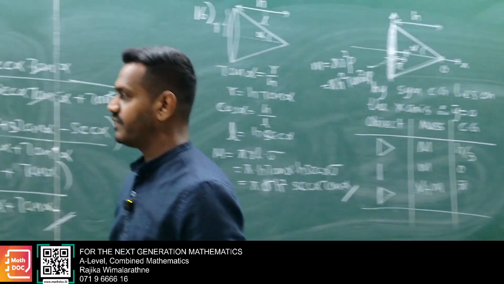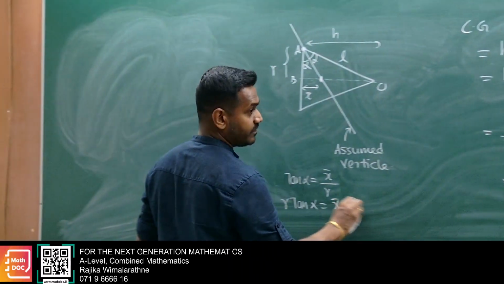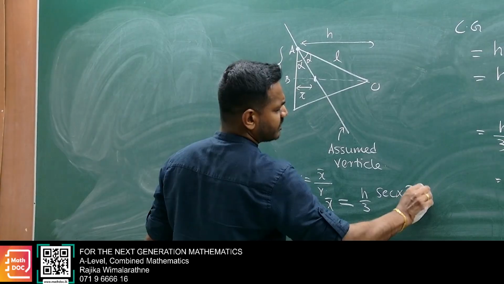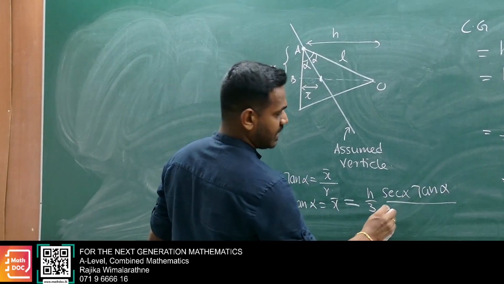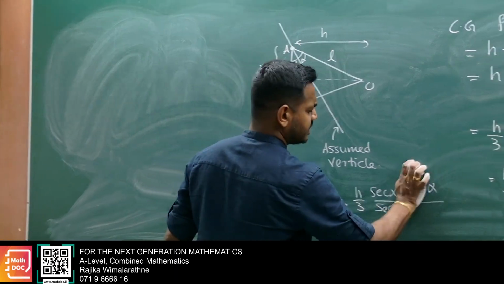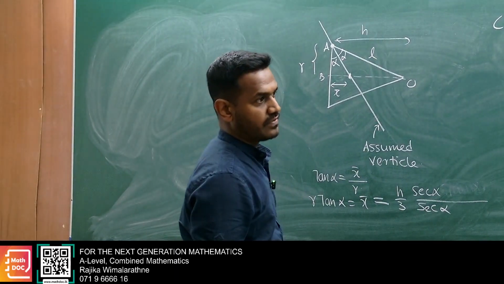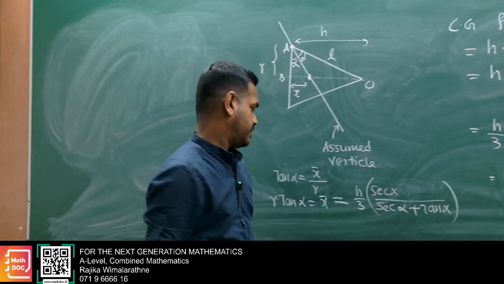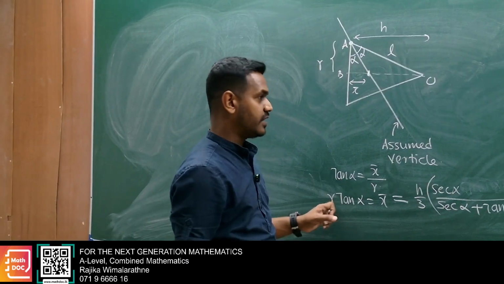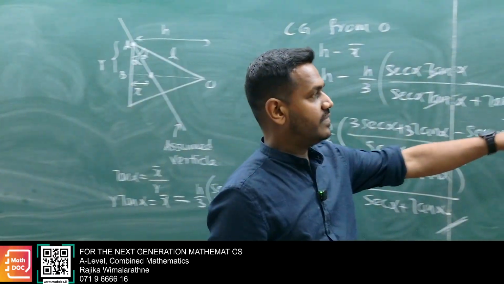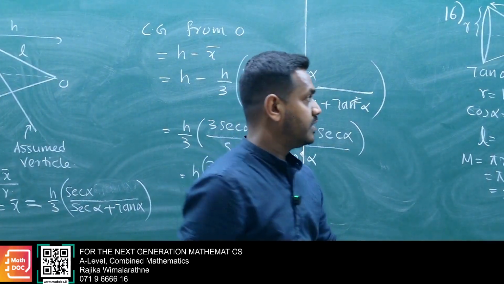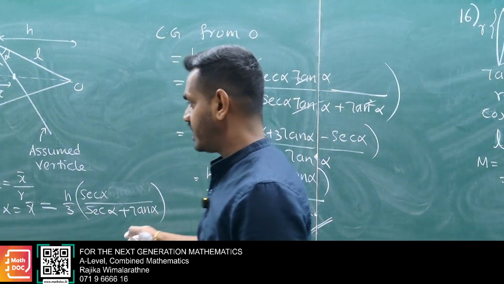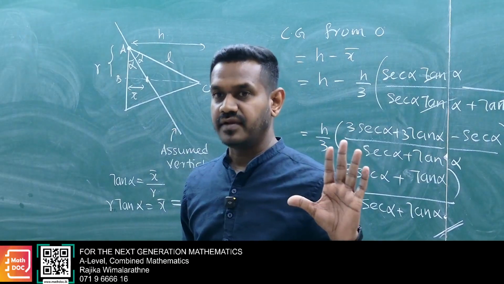You put that in here and simplify. That is h divided by 3 sec alpha tan alpha divided by sec alpha plus tan alpha. You cancel the tan alpha term. Then you know the R value, H tan alpha. Put that in and simplify the trigonometric relation. Okay, complete that.